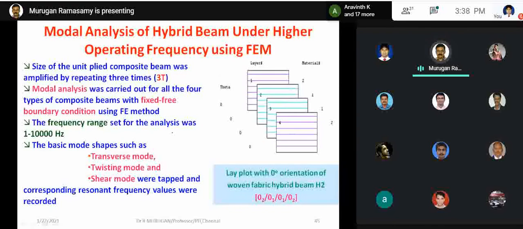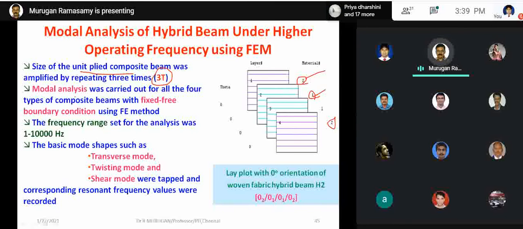Now in the finite element method, we can easily get this hybrid arrangement just by changing the material. Two represents carbon, one represents glass, like that. So any number of layers we can also add. So 3 times, that is a unified composite beam, or 4 layer. So 3 times means 12 layers we can do.